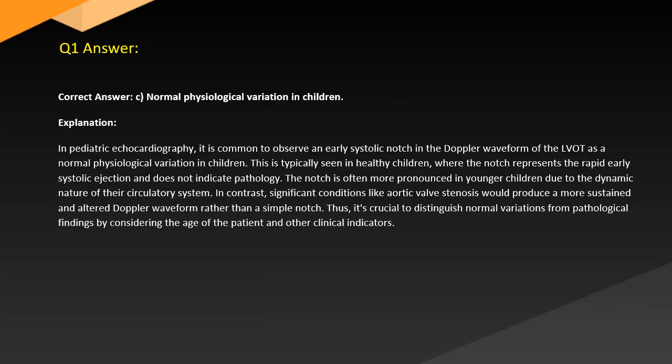Answer. Correct answer: C. Normal physiological variation in children. Explanation. In pediatric echocardiography, it is common to observe an early systolic notch in the Doppler waveform of the LVOT as a normal physiological variation in children. This is typically seen in healthy children, where the notch represents the rapid early systolic ejection and does not indicate pathology. The notch is often more pronounced in younger children due to the dynamic nature of their circulatory system.